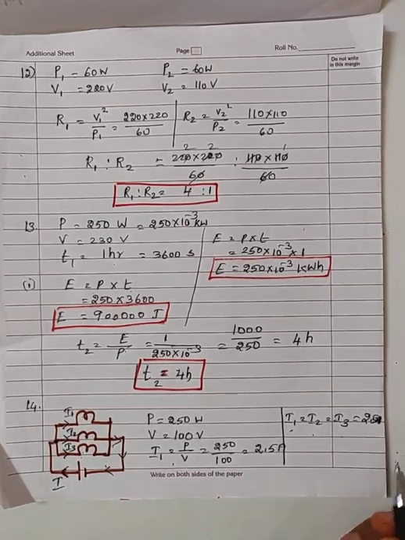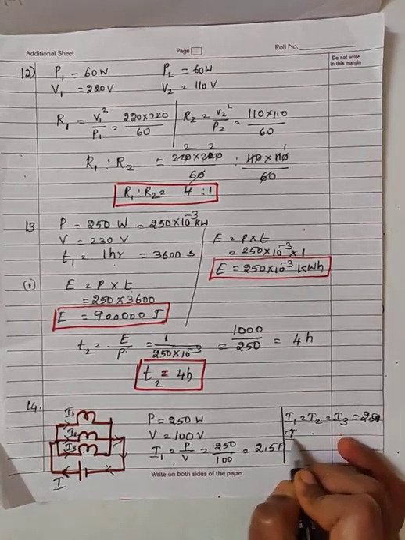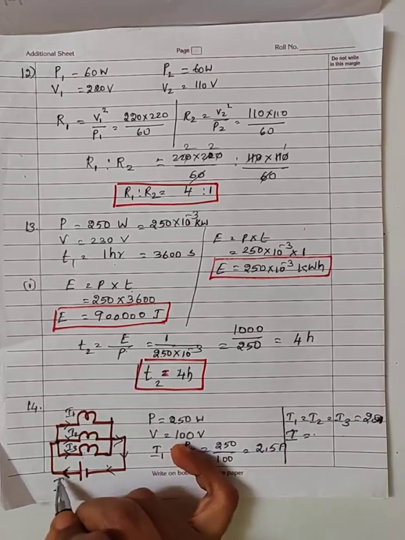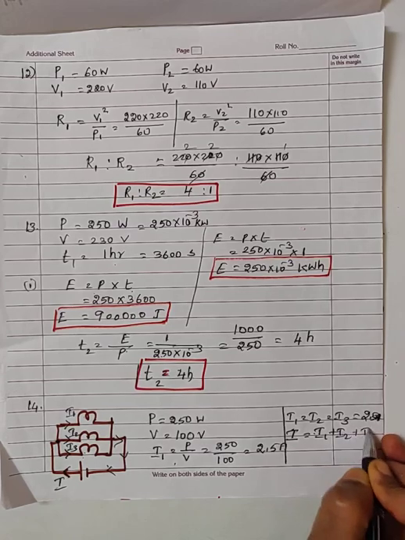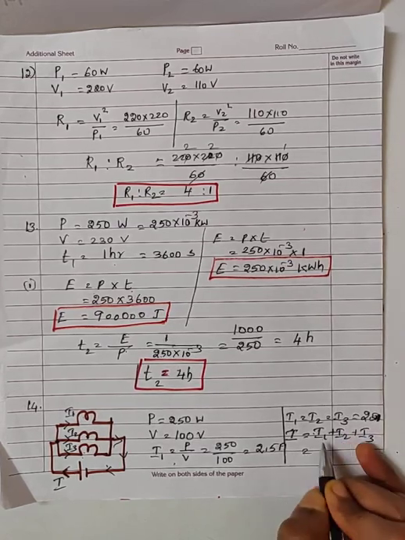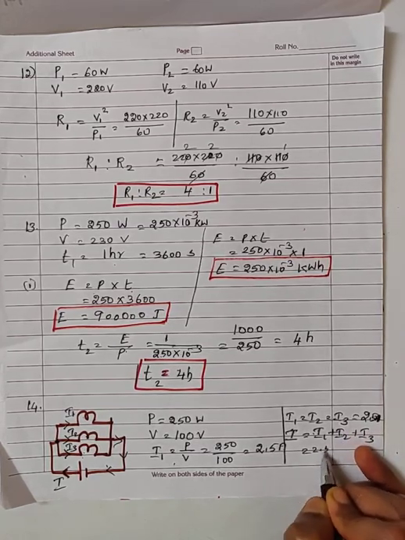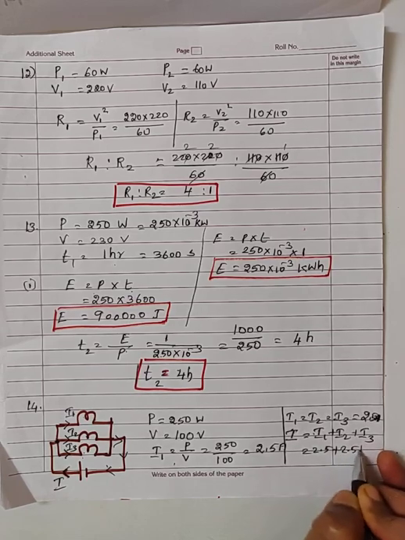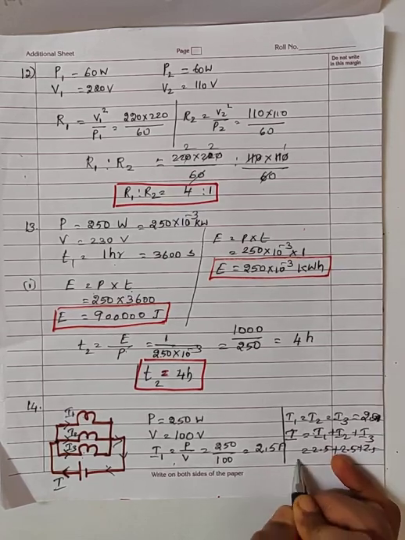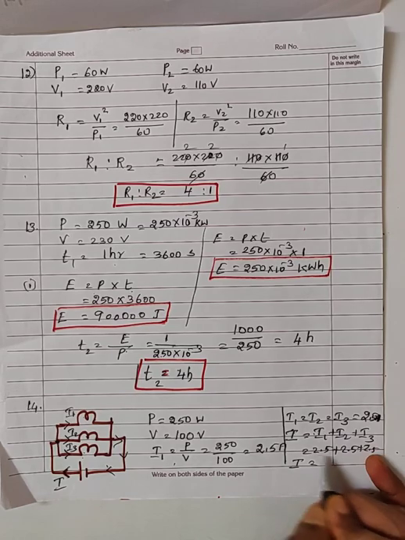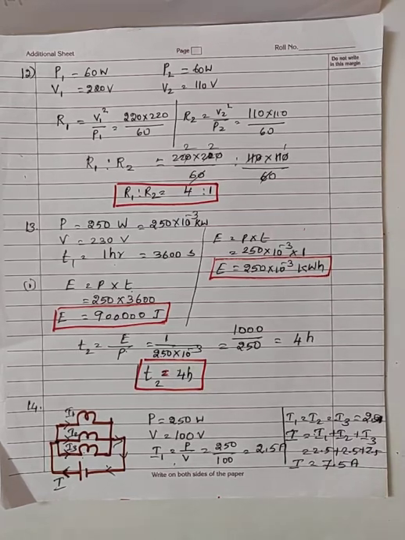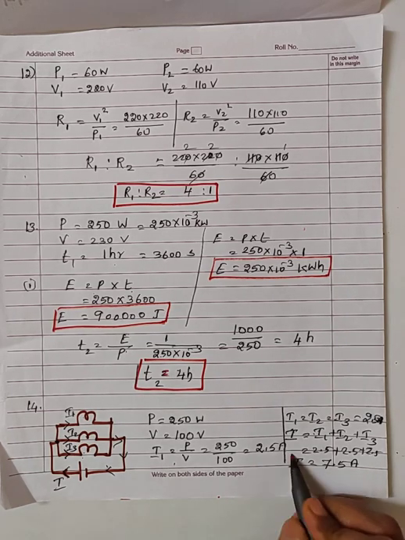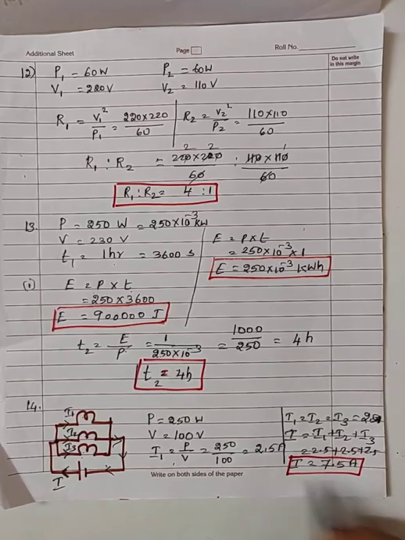Here you are asked to calculate the total current. Total current is the current drawn from the cell, which is equal to I1 plus I2 plus I3. If I substitute I1 as 2.5, I2 as 2.5 and I3 as 2.5, the current drawn from the cell is equal to 7.5 ampere. This is the total current taken from the supply. That is the total current drawn from the cell.